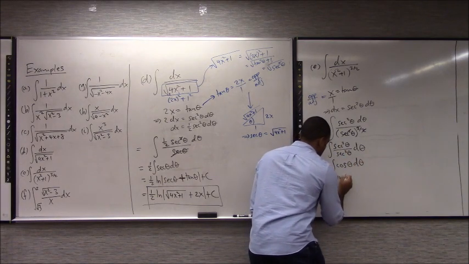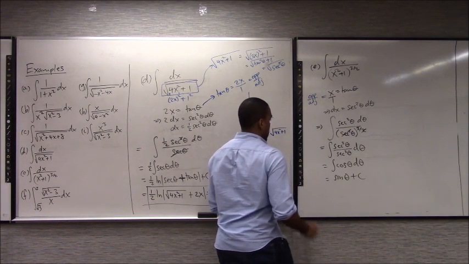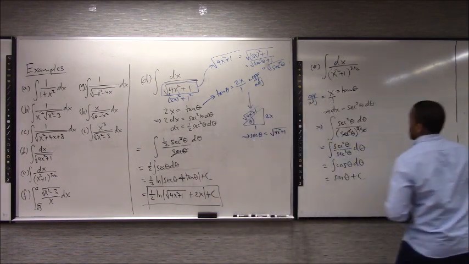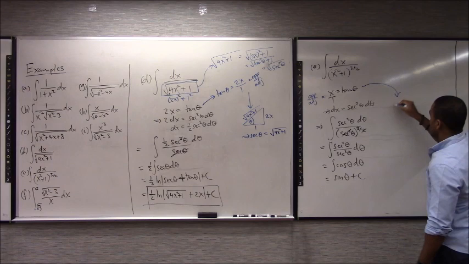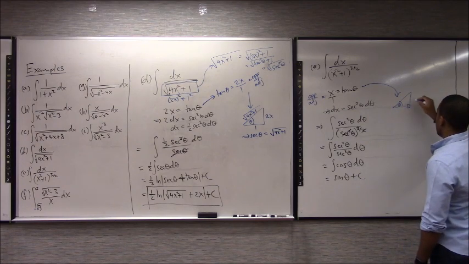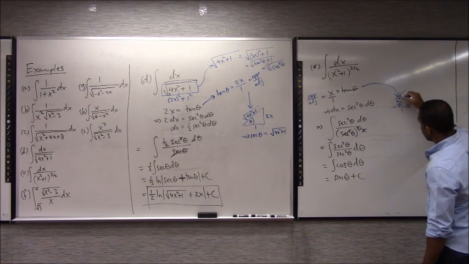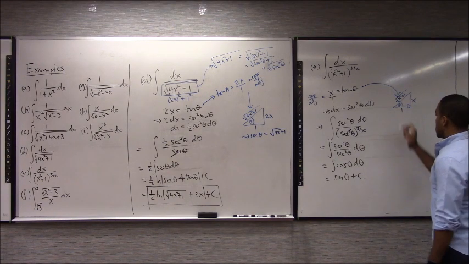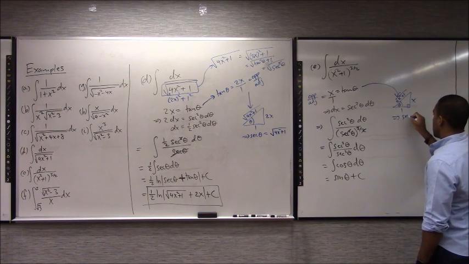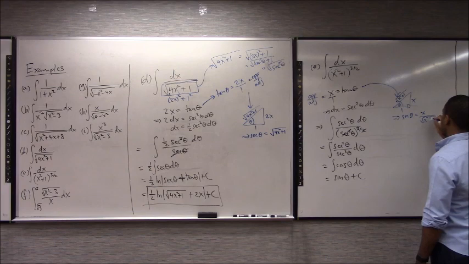Integral of that is positive sine. And positive sine, draw the triangle. Opposite is x, adjacent is 1, so the hypotenuse is going to be the square root of x squared plus 1. So our sine of theta is opposite over hypotenuse.